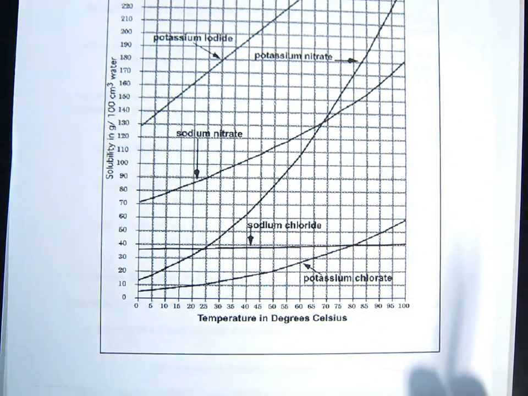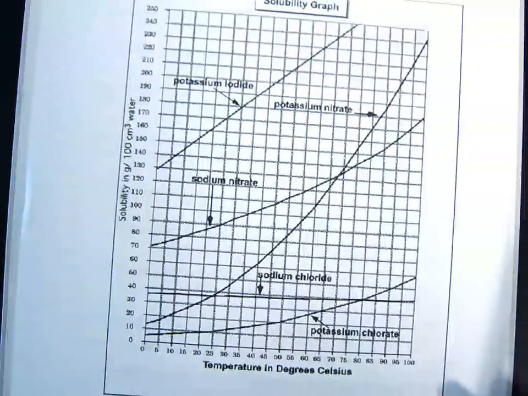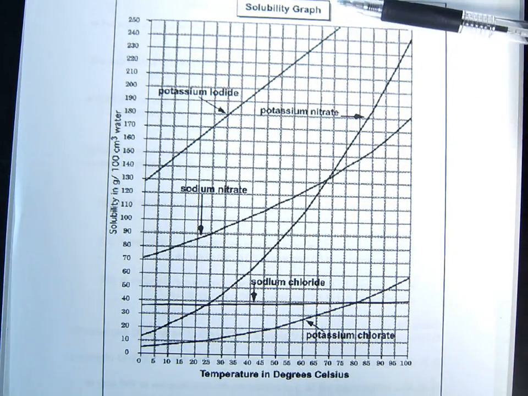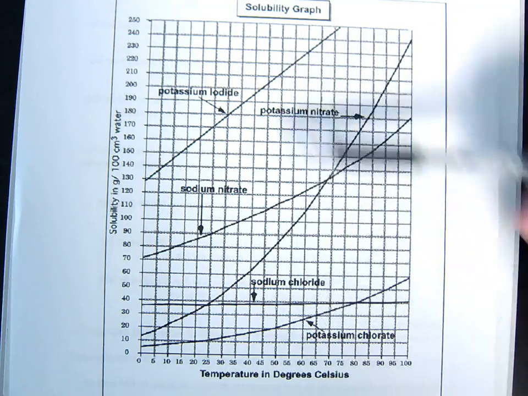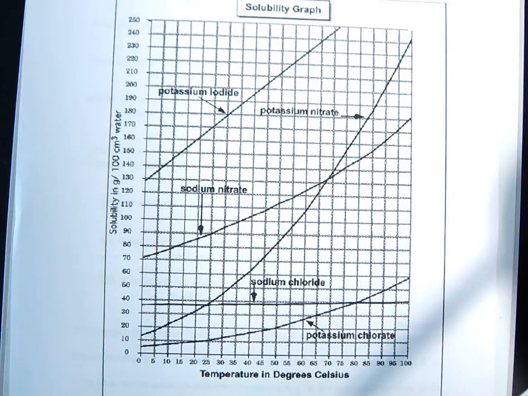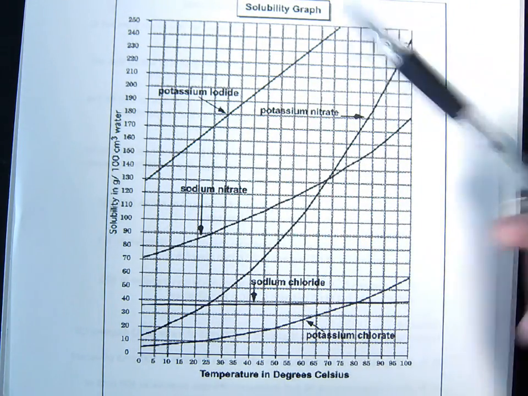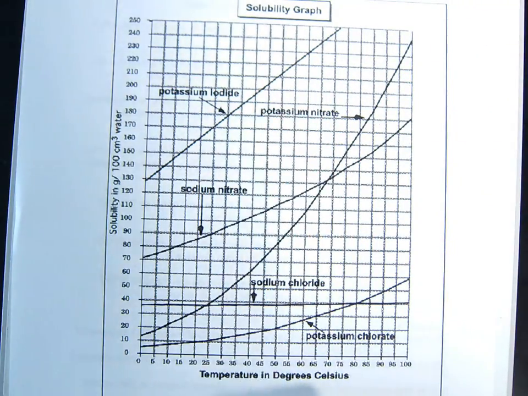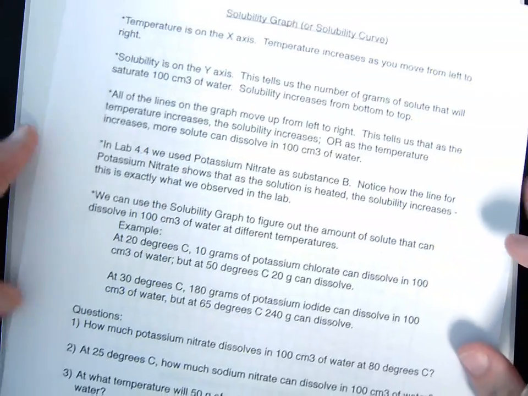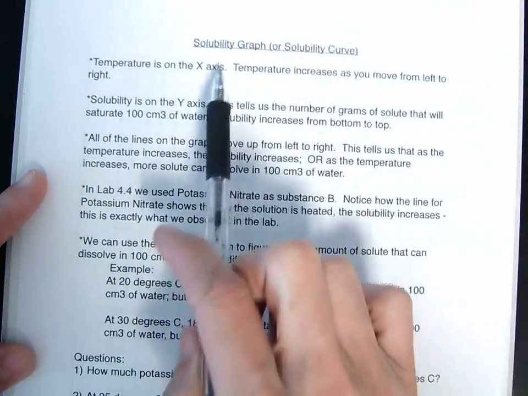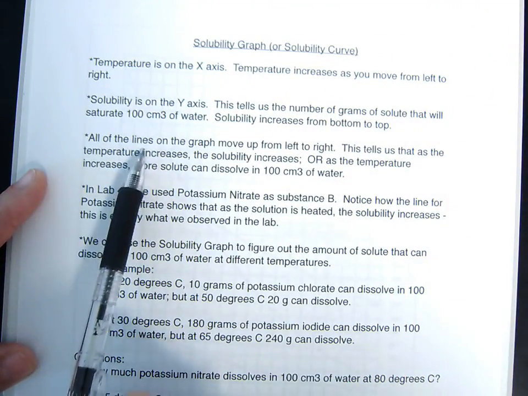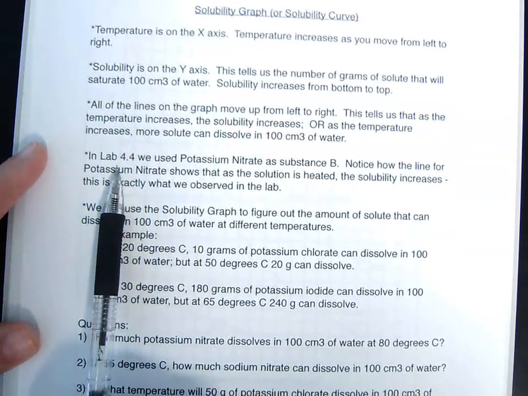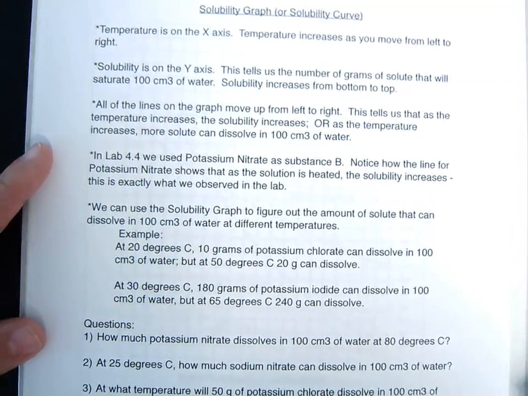So that's what a solubility curve or a solubility graph looks like. Most of the time, one of these graphs is going to have multiple substances plotted at the same time. You usually don't see a graph with just one line on it. Usually it's a bunch of substances on the same graph. Okay, so the notes go through what each axis is referring to, the general trend, which we just talked about, and then here's an example from lab 4.4.